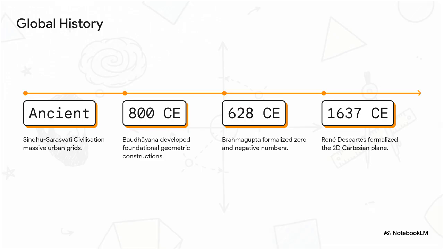Centuries later, around 800 CE, the mathematician Baudhāyana laid down deep geometric constructions which included the foundational theorem for calculating distance. Fast forward to 628 CE, and Brahmagupta formalizes the concept of zero and negative numbers. And honestly, without that, our four-quadrant system just wouldn't exist. This knowledge flowed across the world, influencing scholars everywhere, eventually reaching Europe where, in 1637, René Descartes formalized the 2D Cartesian plane exactly as we study it today.